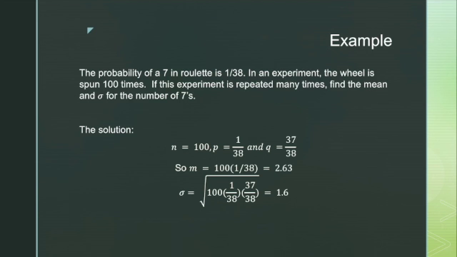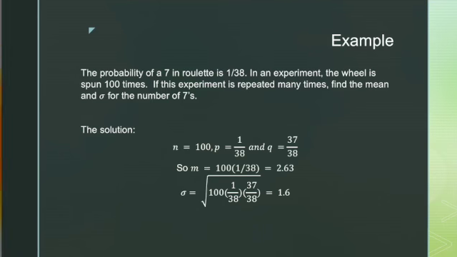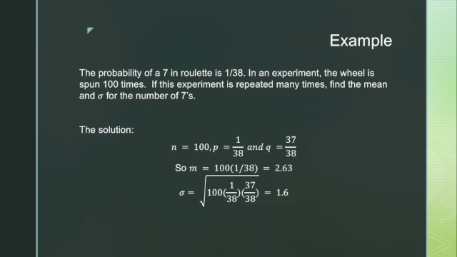So for this example, let's say the probability of landing on a 7 in roulette is 1/38. In the experiment, the wheel is spun 100 times. So n is 100, the probability of success is 1/38. That means the probability of failure is 37/38, because p plus q will always equal 1. Pinky promise.